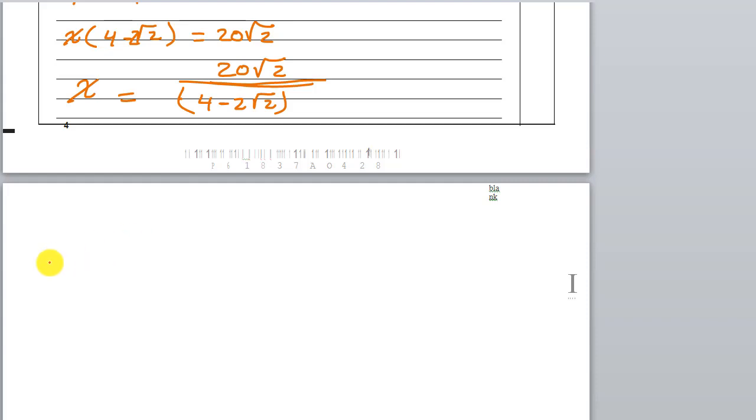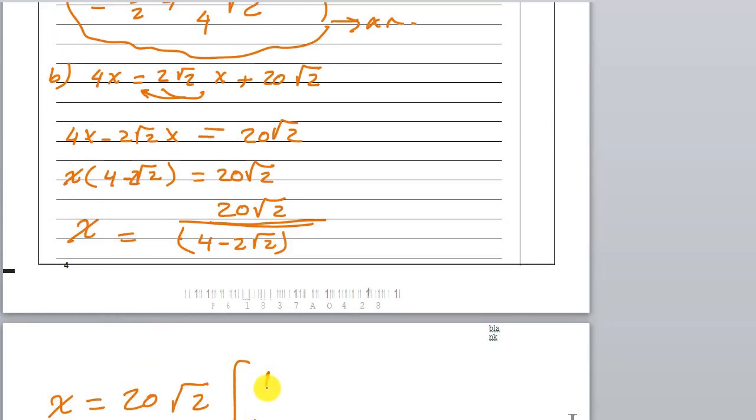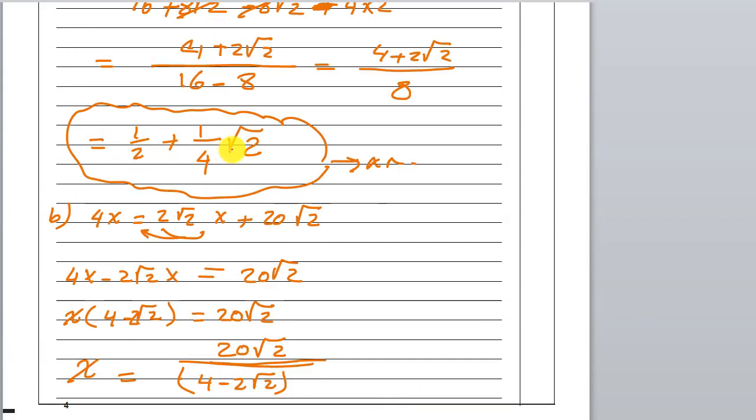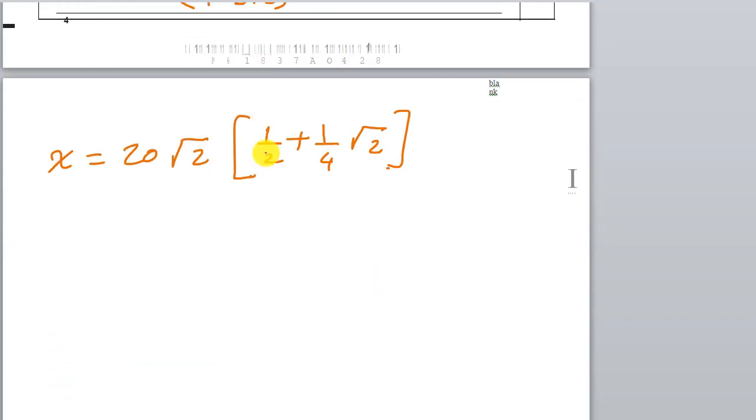So I can write now the equation x equals 20 square root of 2 multiplied by half plus 1 over 4 square root of 2. So x equal to, now 20 divided by 2 is equal to 10, 10 square root of 2, plus 20 divided by 4 equal to 5, multiplied by square root of 2 multiplied by 2 is equal to 2. So it's equal to 10 square root of 2 plus 10.